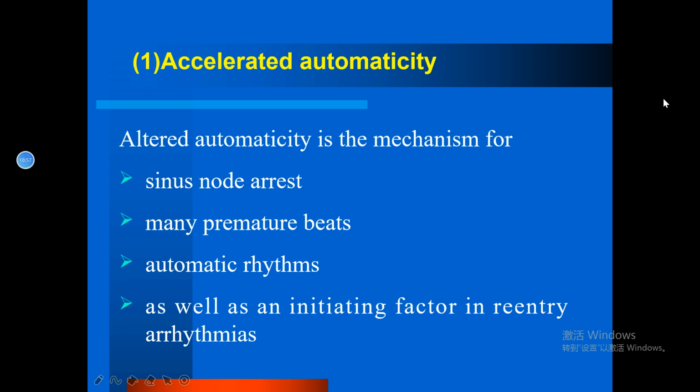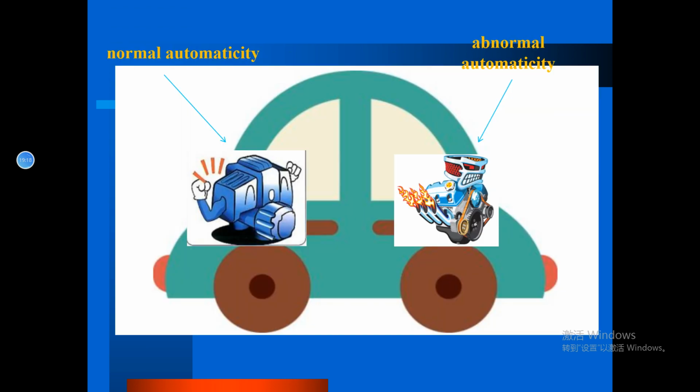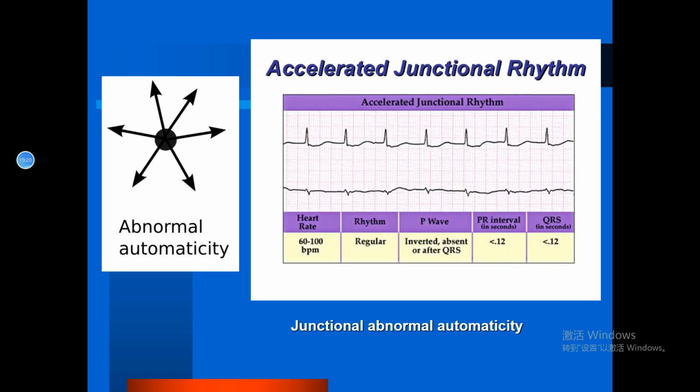Accelerated automaticity, including sinus node arrest, premature beats, and automatic rhythms like atrial tachycardia, and also some kind of reentry arrhythmia. We will explain it one by one.